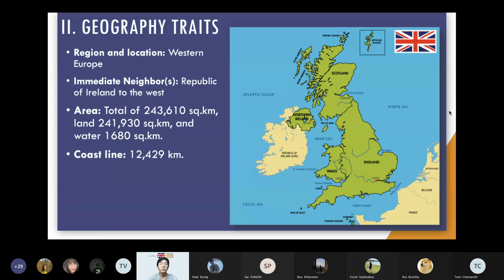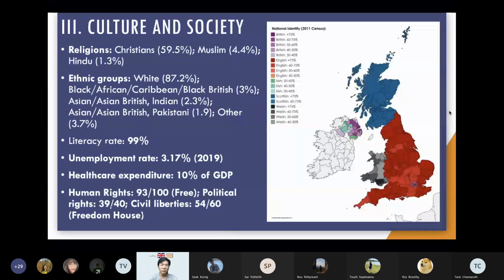And the geographic traits, the UK is located in Western Europe, and its immediate neighbor is Ireland to the west, and the total area is around 243,000 square kilometers, and the coastline is around 12,000 kilometers. And for the culture and society, there are three main religions. The majority is Christian, and then Muslim, and then Hindu. For the ethnic group, white people are the majority, and the literacy rate is 99%. The unemployment rate is 3.17% in 2019, and the government spent 10% of GDP on healthcare.